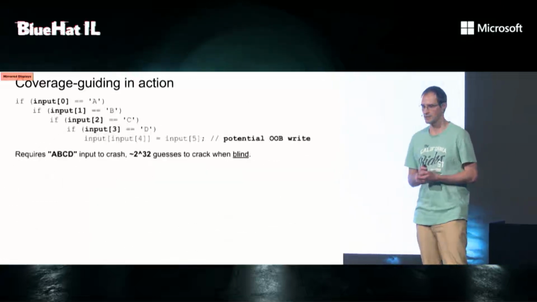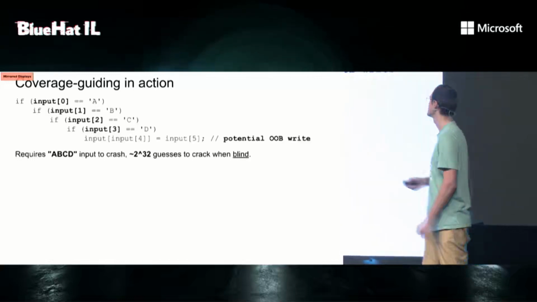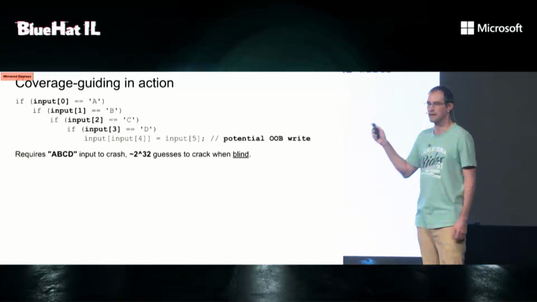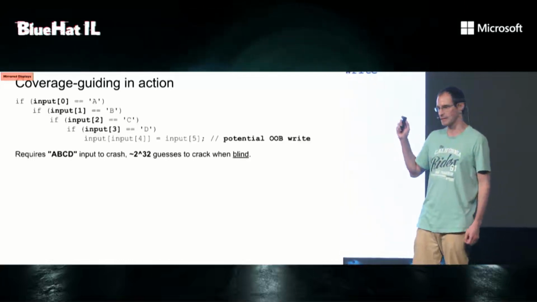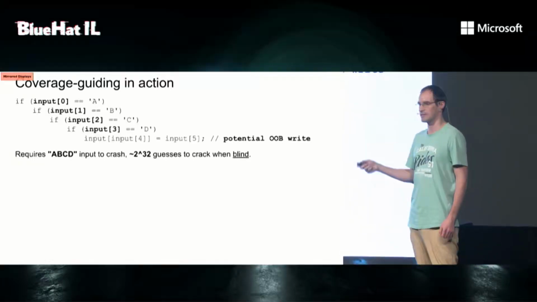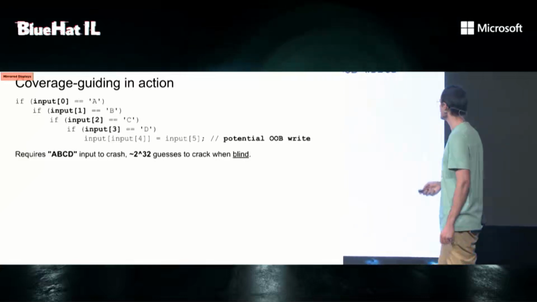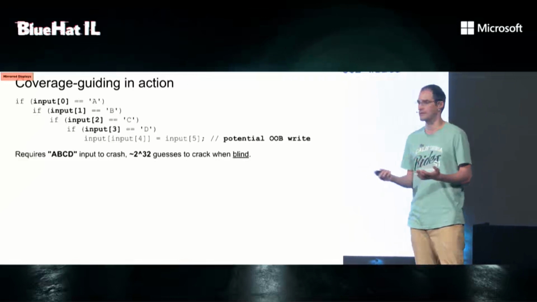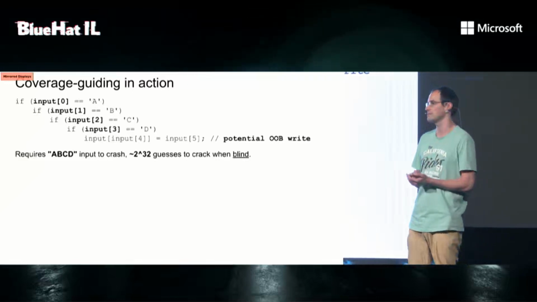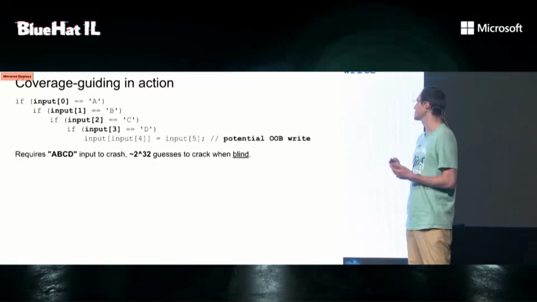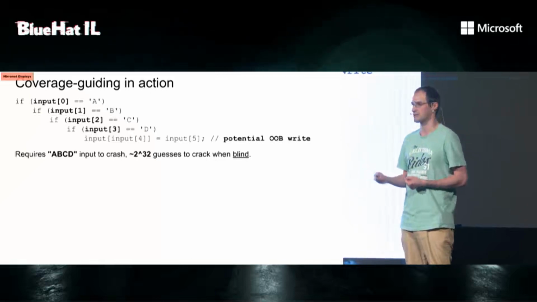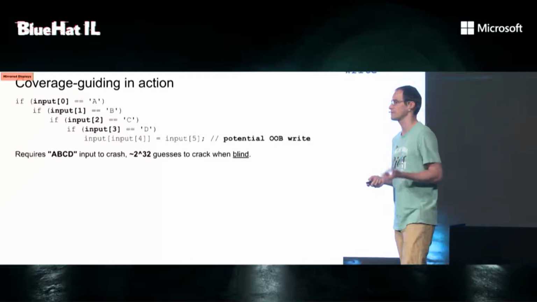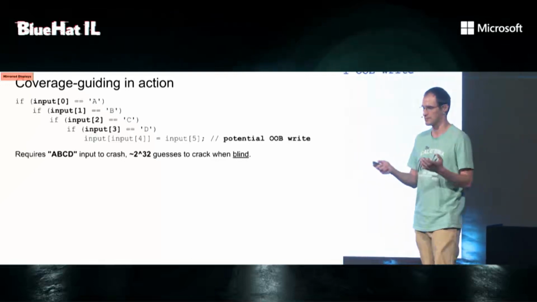So let's see how it works in practice. Let's say we have this piece of code which parses an input, and to get to the last line that potentially may contain a bug, we need to provide the input A, B, C, D. So ABCD is 4 bytes, and if we try to guess it completely blindly, we will need about 2 to the power of 32 iterations to guess this. Right? So even for this simple and small piece of code, we'll need 4 billion attempts, which doesn't sound too good.